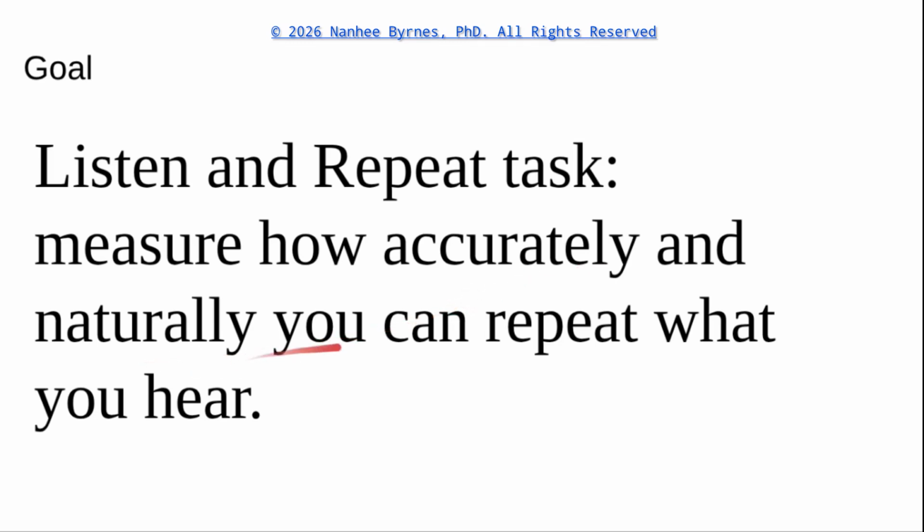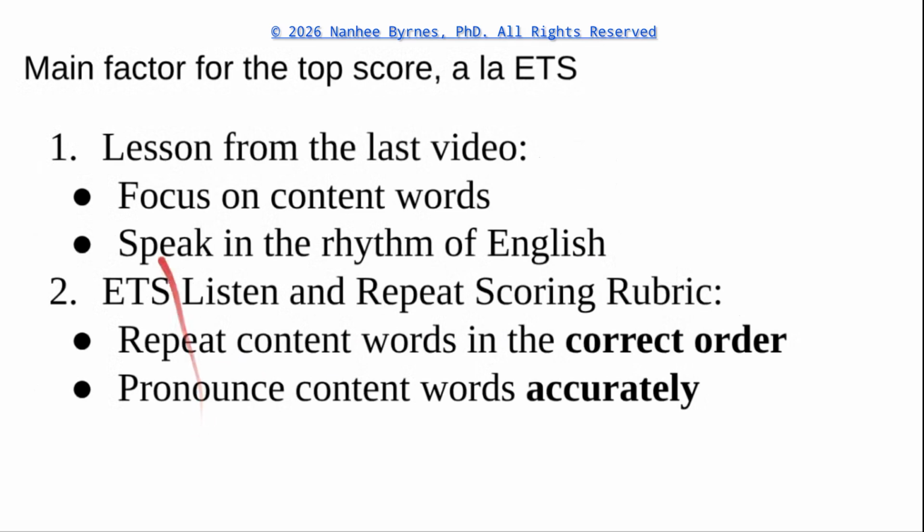If you watched the last video, you learned two key ideas that help you succeed on this task. Focus on content words and speak in the rhythm of English. This matters because that is exactly what the ETS Listen and Repeat scoring rubric rewards. It says that to score high, you need to repeat the content words in the correct order and pronounce those content words clearly and accurately.